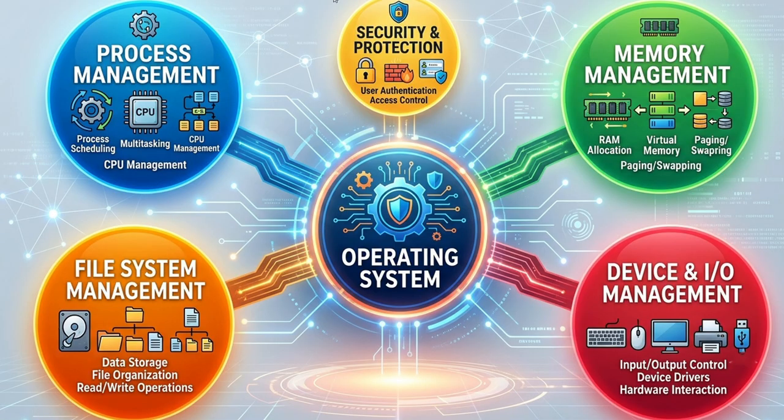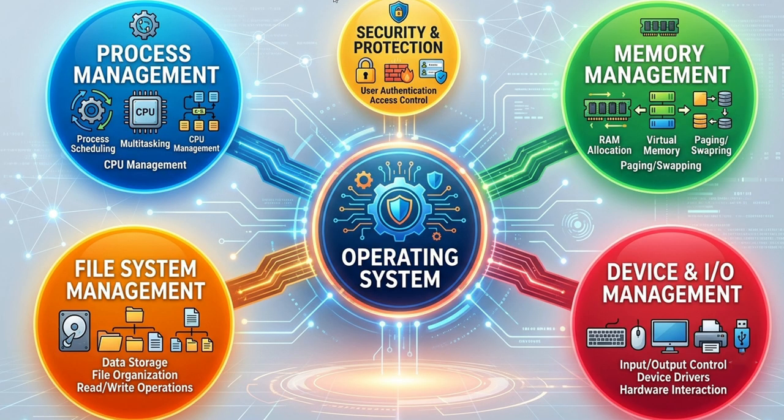Now let's see the big components of any operating system. Every OS, whether Windows, Linux, or Android, mainly focuses on four big areas. One of them is process management. A process is basically a running program. The OS creates, schedules, and terminates a process. It ensures that multiple processes can run safely without corrupting each other, without disturbing each other.